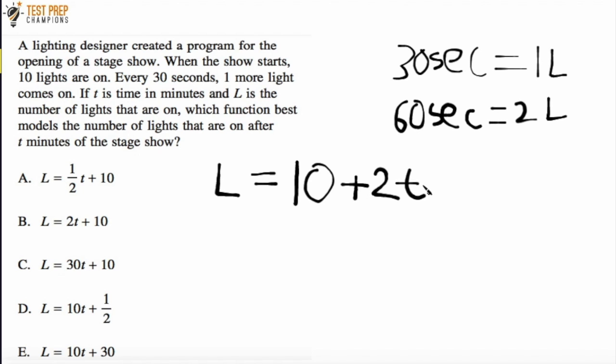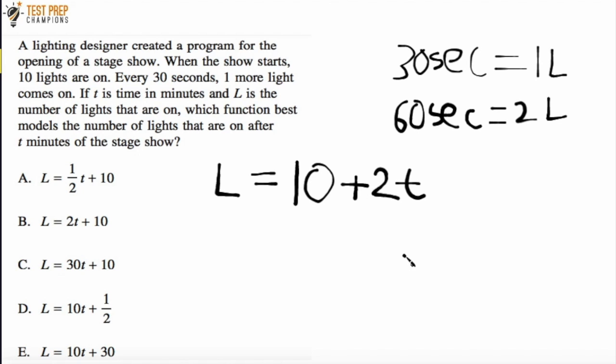So if this is a 20-minute time period, we would do 20 times 2, and then add that 10 for the original 10 lights on. That would show us the number of lights that were on after 20 minutes, for example. I just picked that 20, we could do 5 minutes, right?